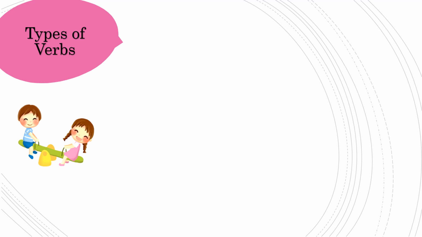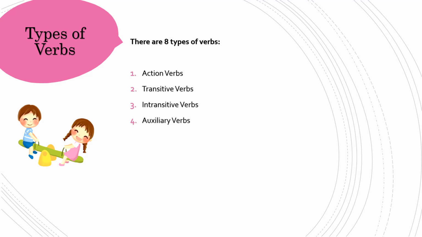Types of verbs. There are 8 types of verbs. Action verbs. Transitive verbs. Intransitive verbs. Auxiliary verbs. Stative verbs. Modal verbs. Phrasal verbs. Irregular verbs.